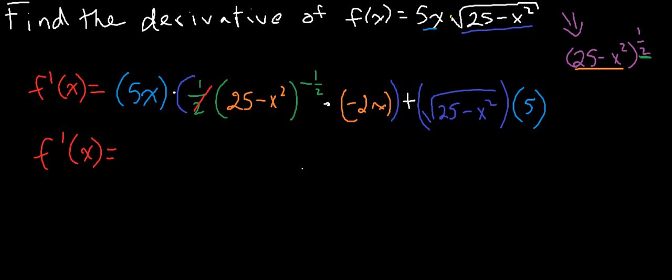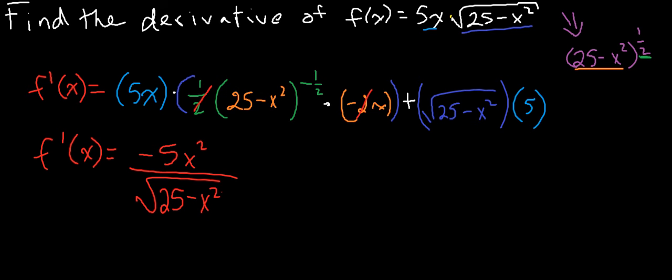So this is going to be, let me get a color out for it. We'll go back to red. So this will be a negative 5x squared, because there's 2 x terms. So this will be a negative 5x squared over the square root of 25 minus x squared. And we're going to add that to 5 times the square root of 25 minus x squared.